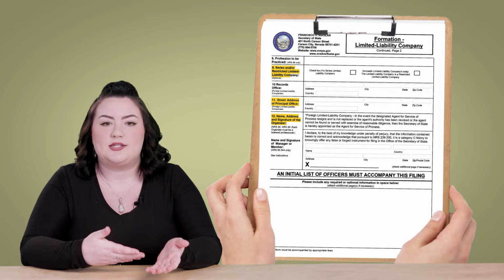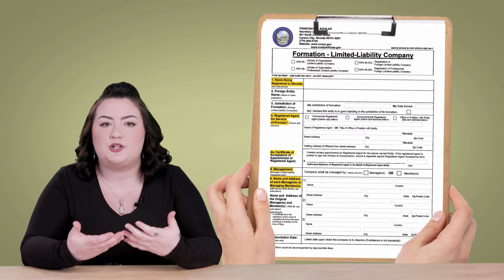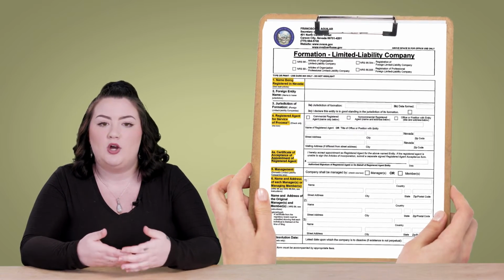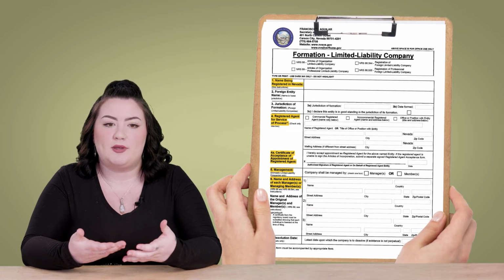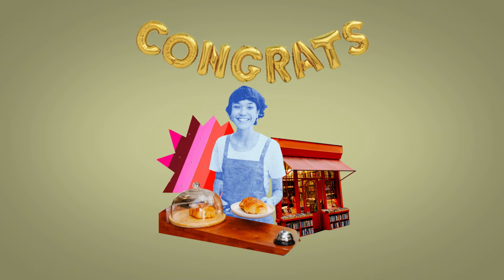Series or restricted LLCs must check a box, and either a registered agent's signature must be provided, or a certificate of acceptance of appointment by registered agent. Once your articles of organization have been approved by the Nevada Secretary of State, you officially have your new LLC.